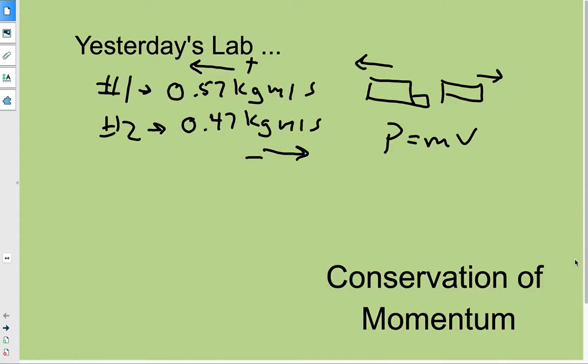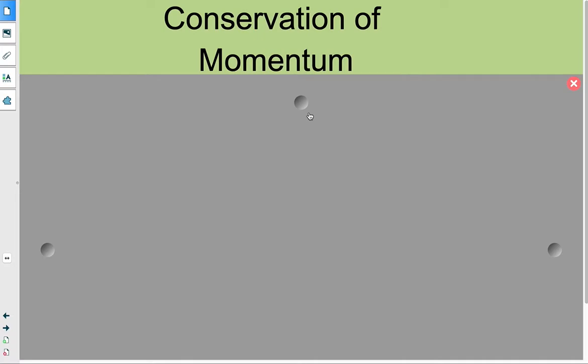What you did yesterday without even knowing it is you were proving the law of conservation of momentum. There was a question on there, how did the momentums compare before and after, the total momentum of both carts? If we had done the lab perfectly, in real life nothing's perfect, every single time the momentum of the first cart would have matched the momentum of the second cart. And once again, that's called the law of conservation of momentum.